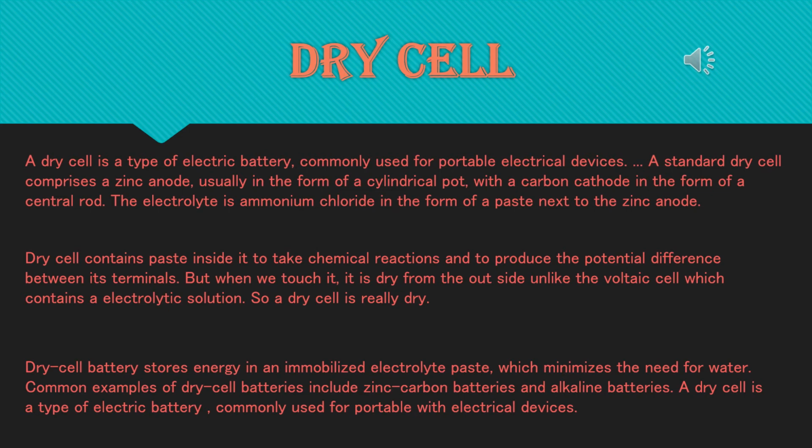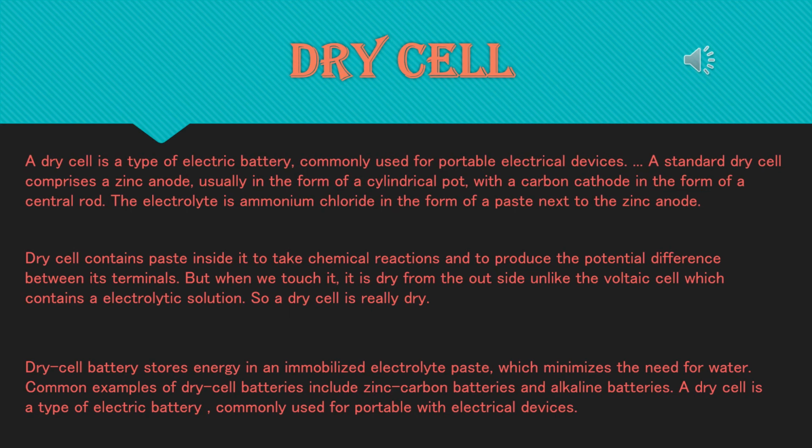The electrolyte is ammonium chloride, that is NH4Cl, in the form of a paste next to the zinc anode. Zinc is anode and carbon is cathode over here. And we are talking about dry cell batteries. That means any battery, your watch battery, your torch battery, any battery. In fact, any dry cell battery can use this type.